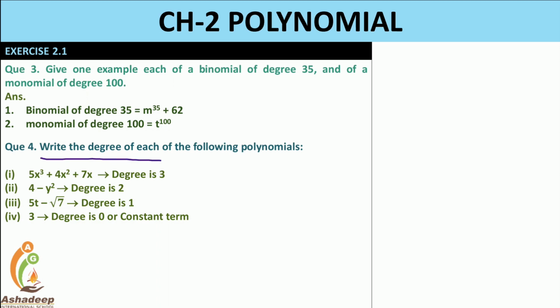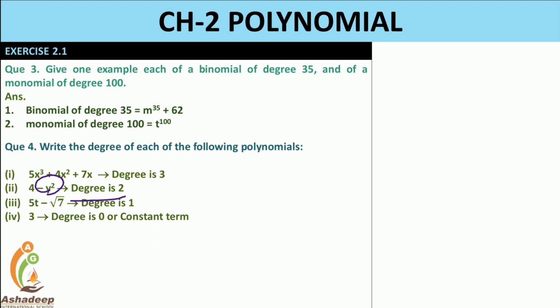Now write the degree of each of the following polynomials. Degree is nothing but the highest power of the given polynomial. So here what is the highest power? 3. What is the highest power? 2. So degree is 2. We just focus on the highest power, right? The highest power is 3, so degree is 3.